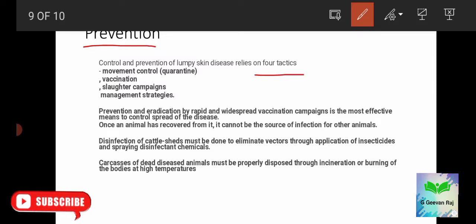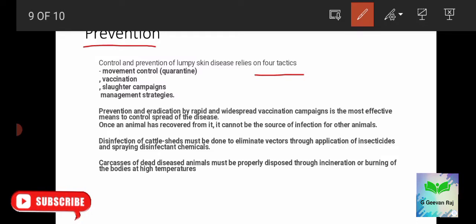Prevention and eradication by rapid and widespread vaccination campaigns is the most effective means to control the spread of the disease. So, vaccination is the most effective means when it comes to controlling the disease. Once the animal has recovered from it, it cannot be the source of infection for other animals.